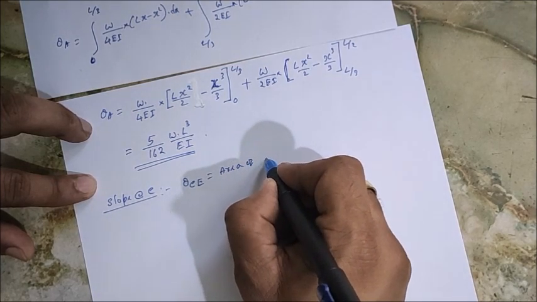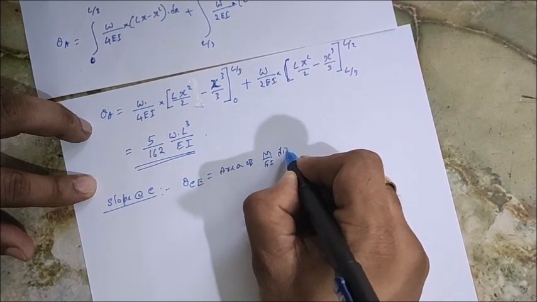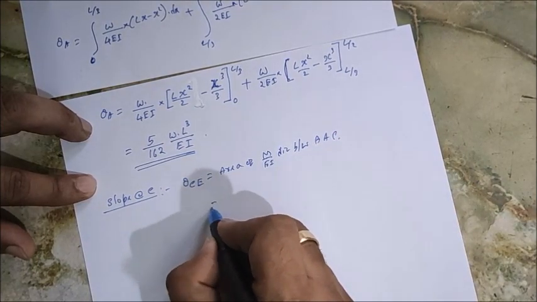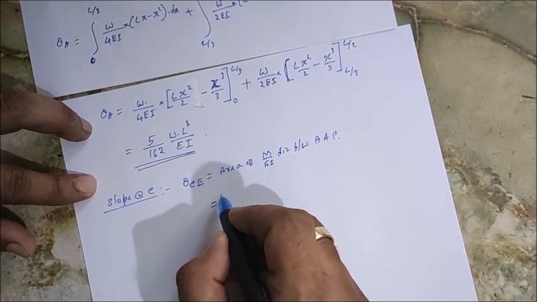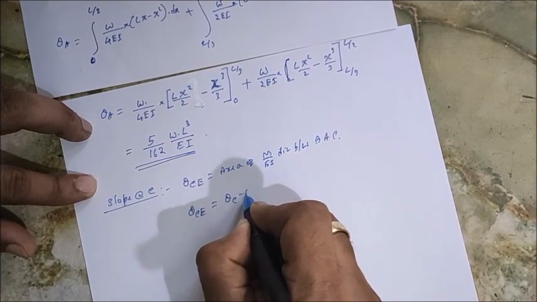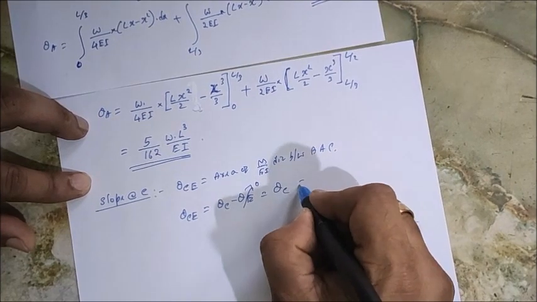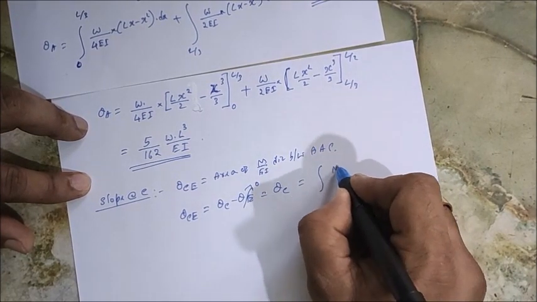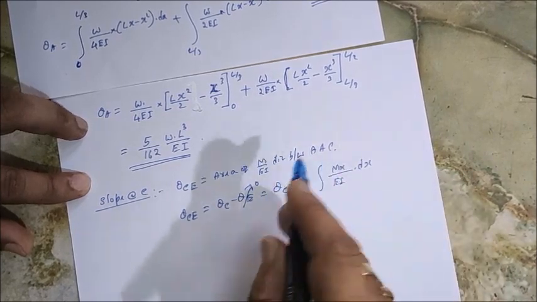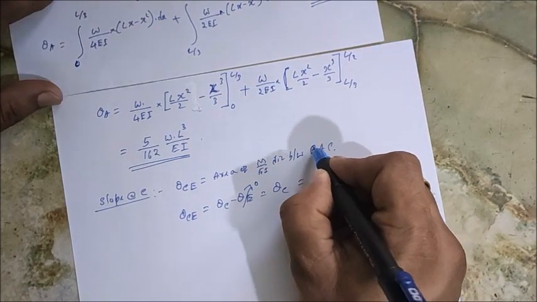the M by EI diagram between A and C. You can write it always, no problem, nothing will happen, or else you can directly use the integration method. Theta CE is equal to theta C minus theta E. So theta E is equal to 0, which is equal to theta C, which is equal to integration Mx by EI into dx.